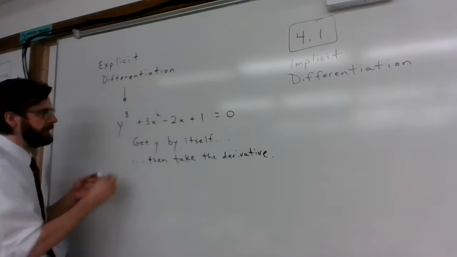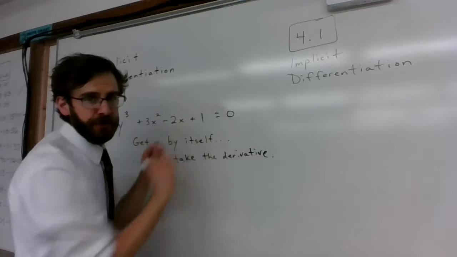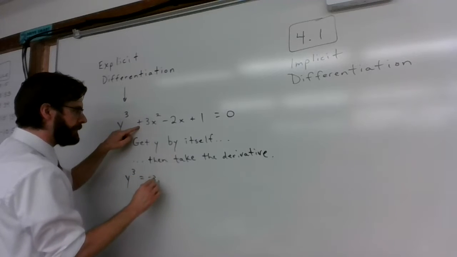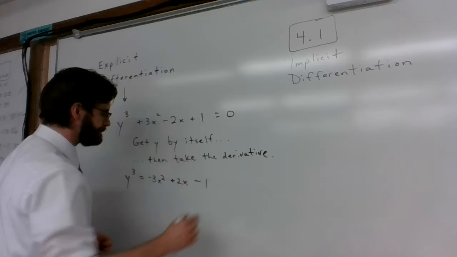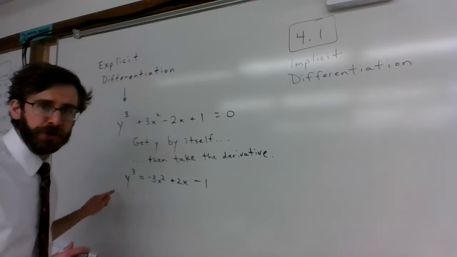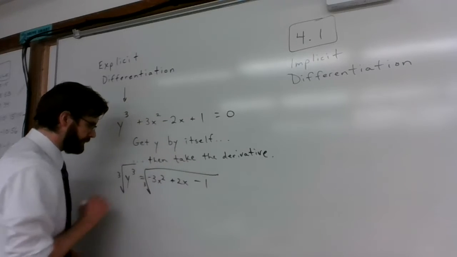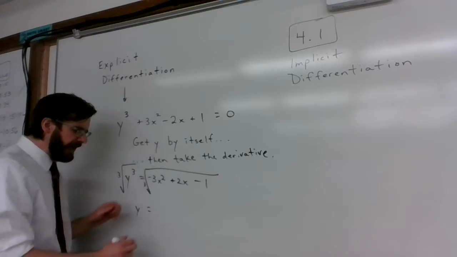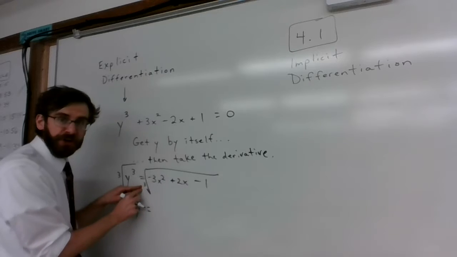So in this case, you'd want to isolate y cubed, so move everybody to the opposite side of the equation. So subtract 3x squared, add 2x to both sides, and subtract 1. Okay? Then you should take the cube root of both sides. The cube root and cube cancel. And I can rewrite this as the expression to the 1/3 power.